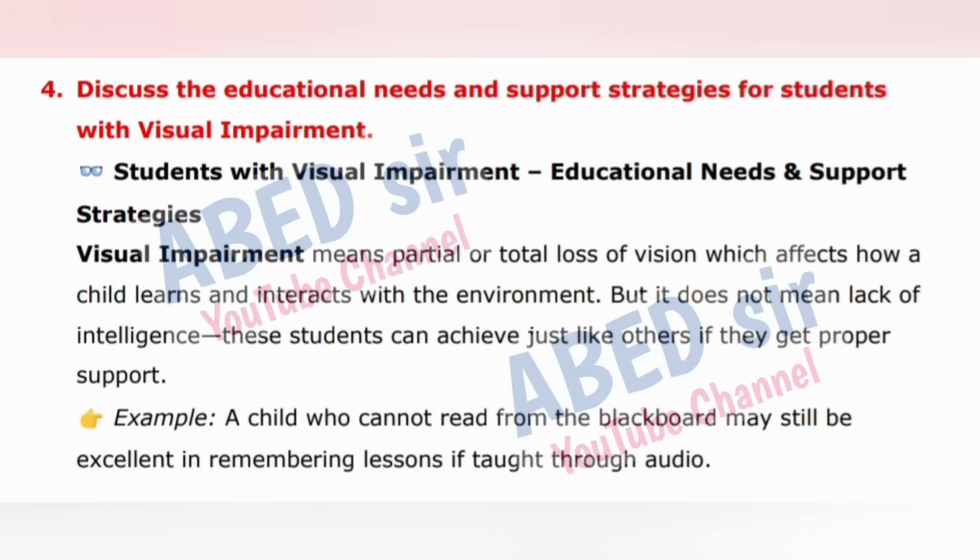Next important long question is: 4. Discuss the educational needs and support strategies for students with visual impairment. Students with visual impairment, educational needs and support strategies.